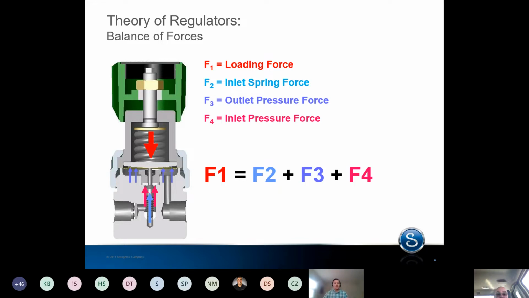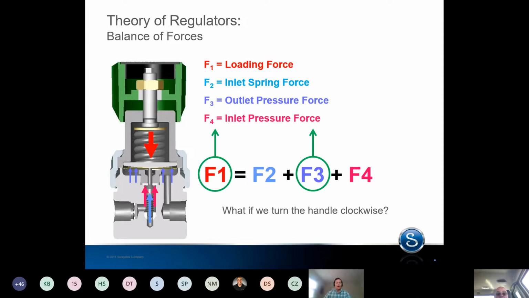And that does play into the balance of forces. So you could probably tell what the equation might look like just based on the arrows, but F1, our loading force, has to balance out against F2, F3, and F4. And the regulator is going to constantly self-adjust to maintain that balance as best it can. You'll hear me talk about this quite a bit through the next sections, so I wanted to be sure we had a baseline of just what's going on in these regulators.